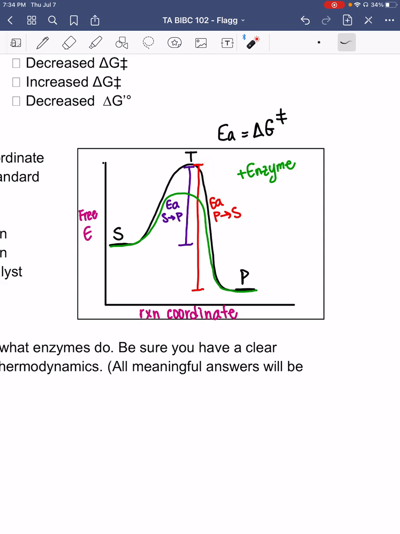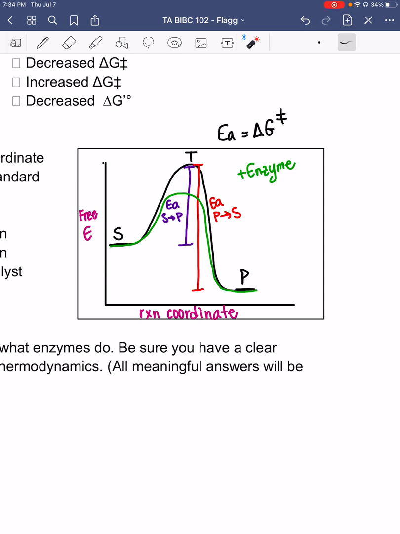Now, this does not change the thermodynamics of the reaction because, as you can see, this green reaction with the enzyme is still exergonic, and the reverse reaction is still endergonic, and that is because the enzyme does not change the free energies of the substrate and the product. All it does is reduce, to be more exact, the activation energies of the forward and reverse reactions to the same extent.